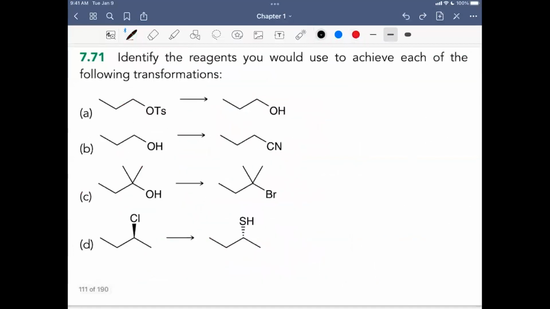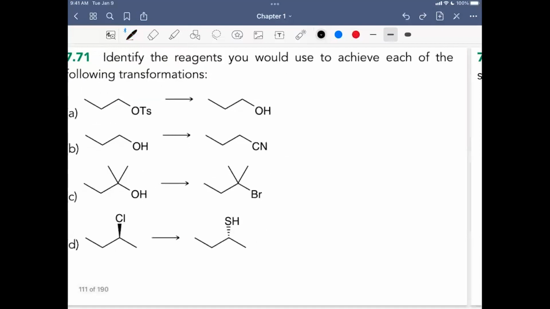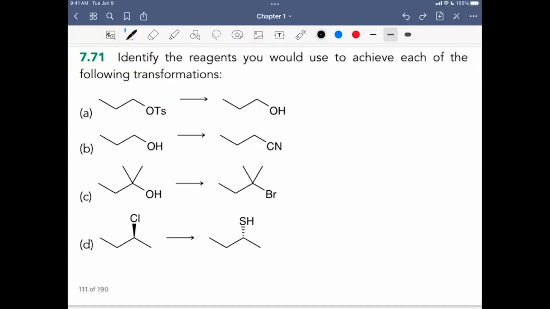And one more slideshow, I guess you could say, so feel free to pause this as well. This just asks to identify the reagents you would use to achieve the following transformation. So instead of writing the products when they give us the reagents, it's kind of backwards: they give us the products and we have to identify the reagents we use.